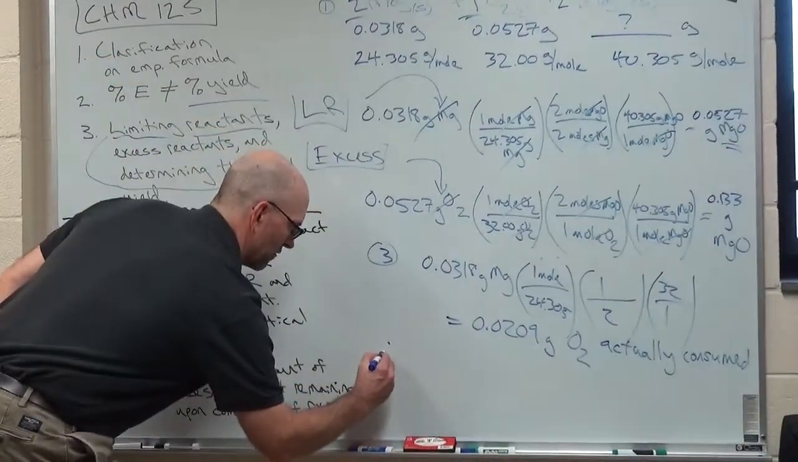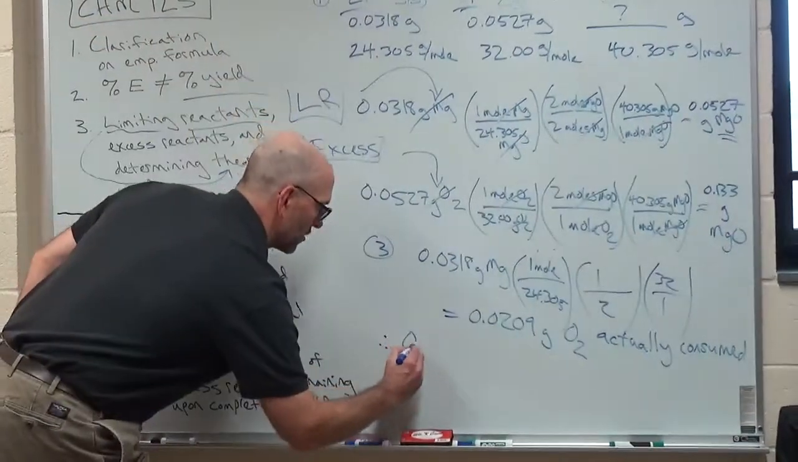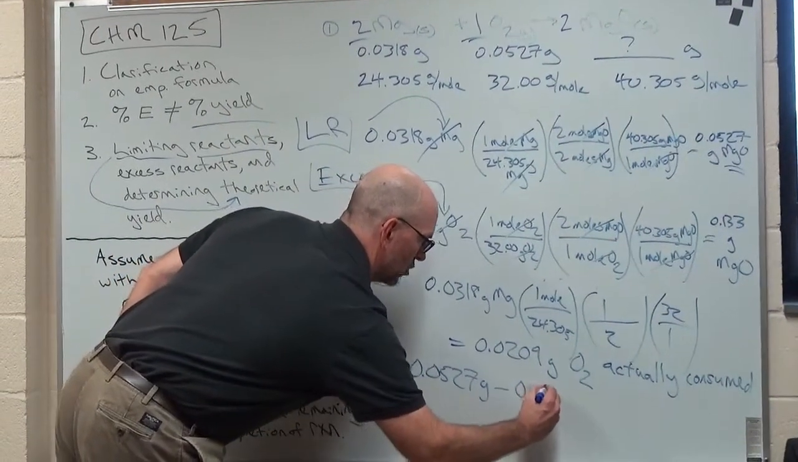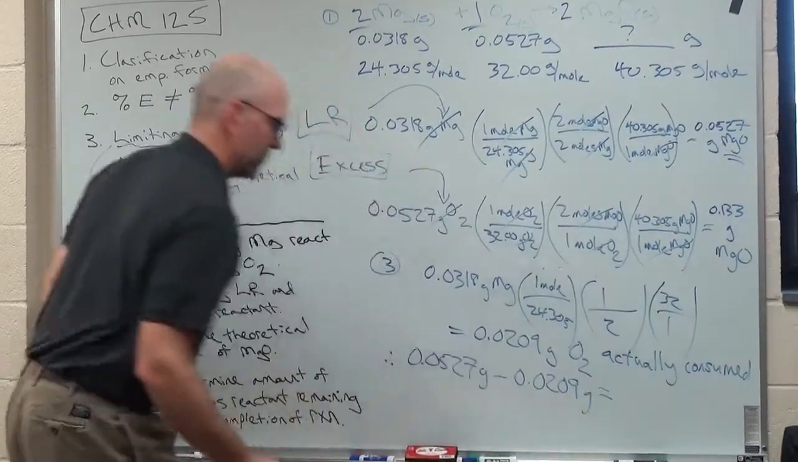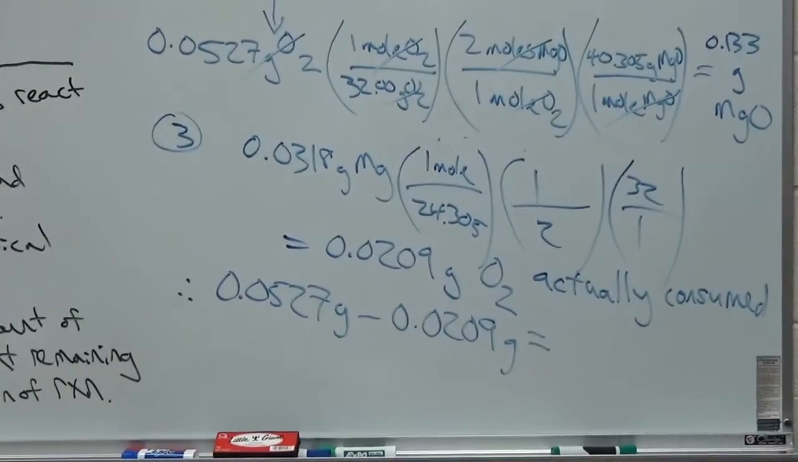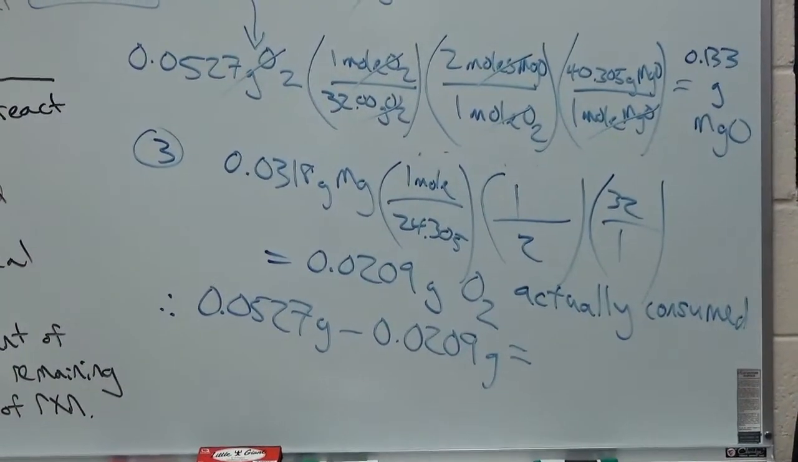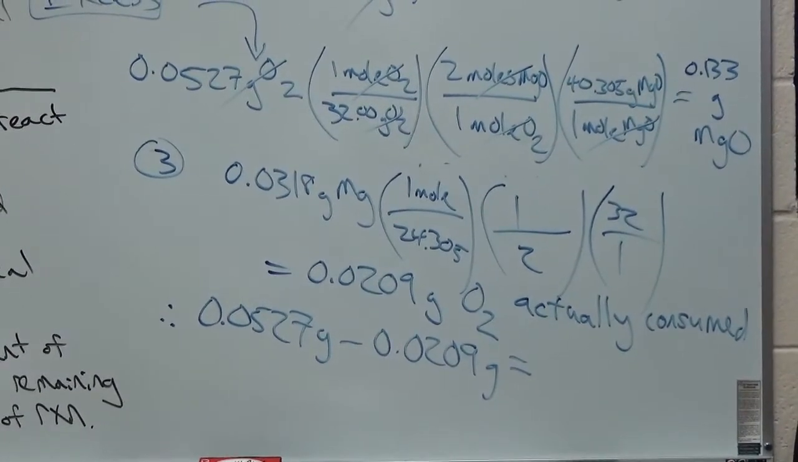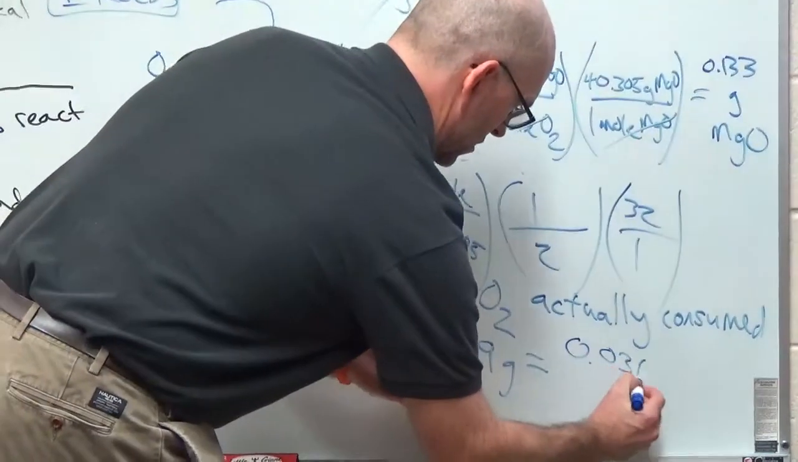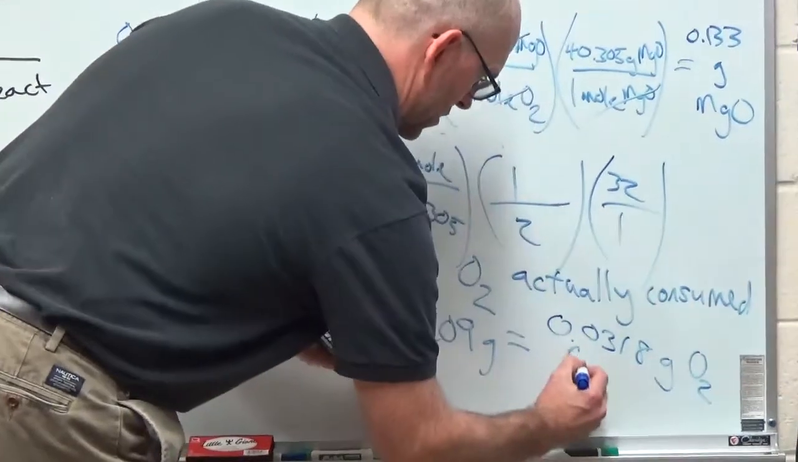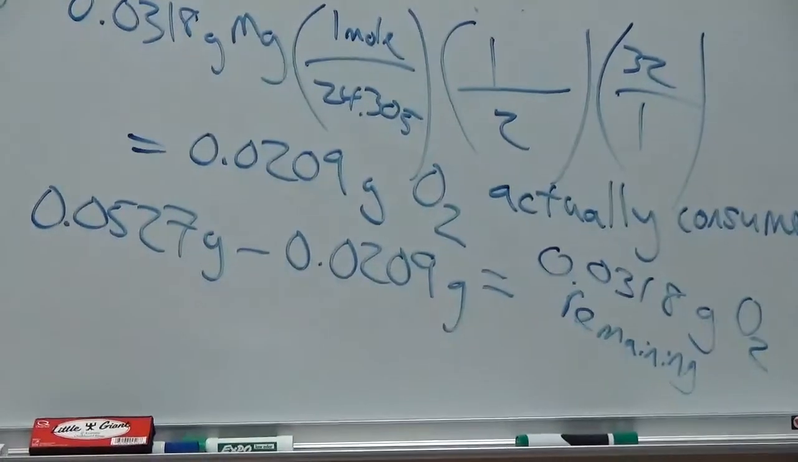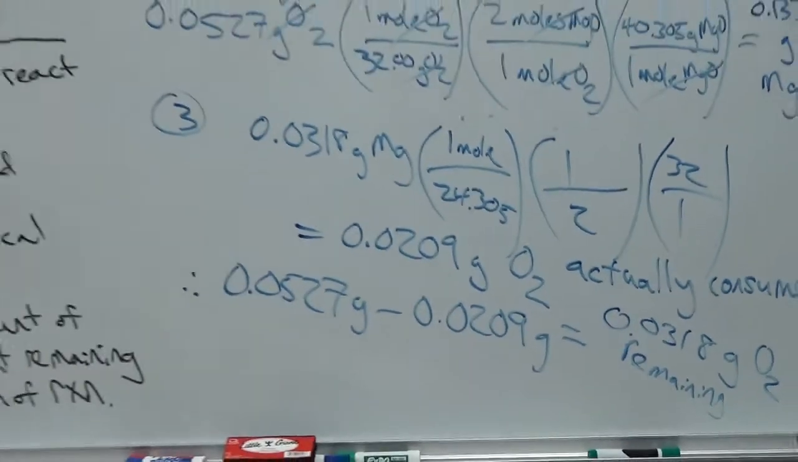Well, therefore, it's 0.0527 grams minus 0.0209 grams, and that will be how much is left over. That was probably a little bit more than you needed.